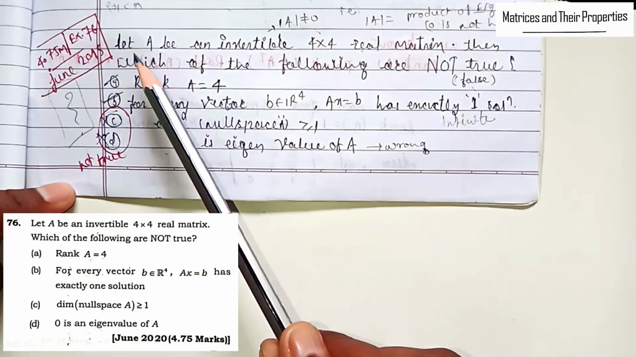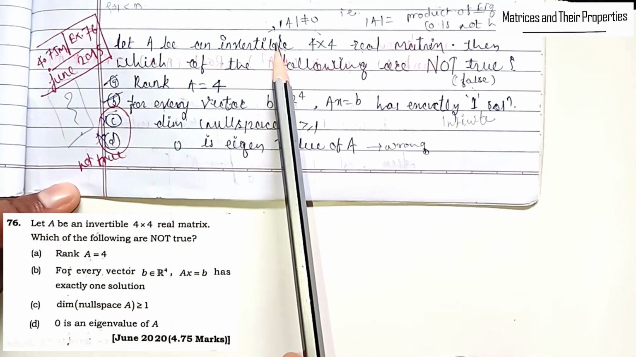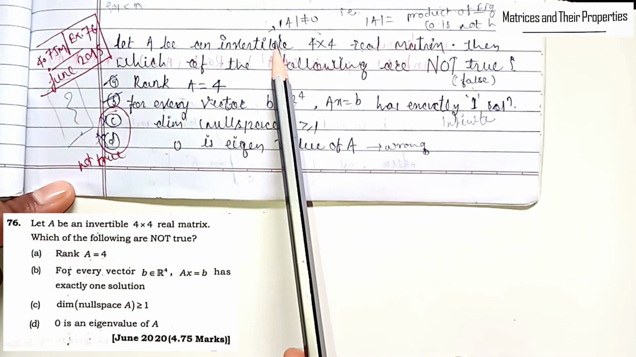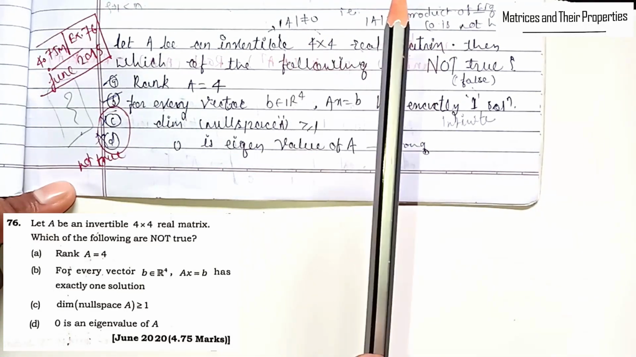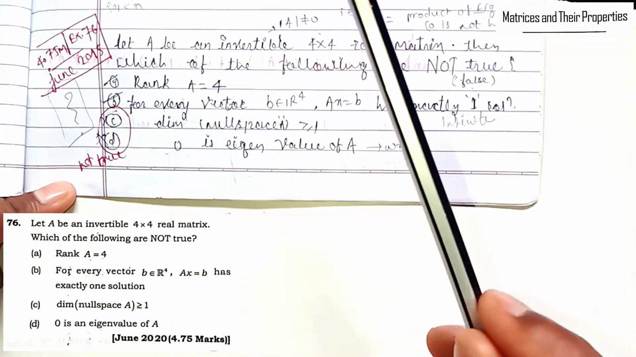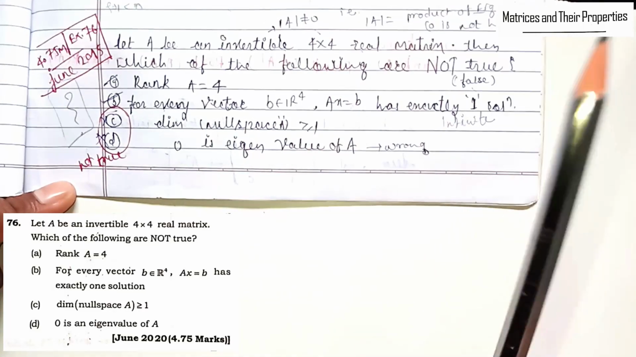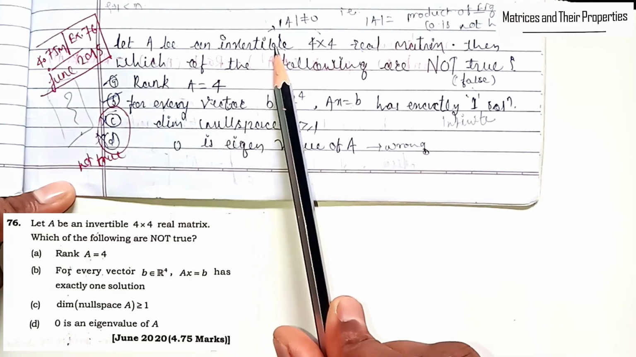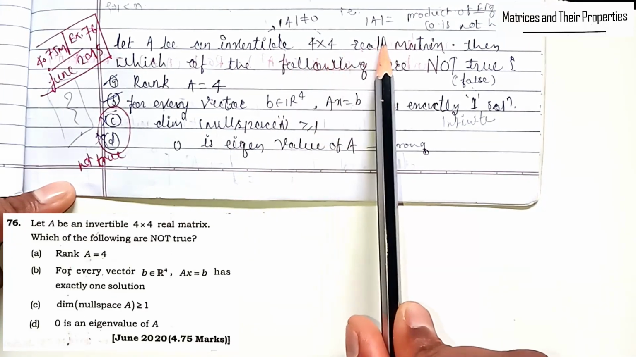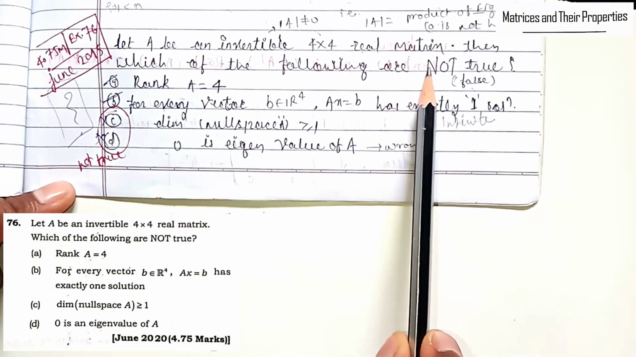The question is: A is an invertible matrix. I already explained the invertible matrix properties and all the related material in my previous lecture, so if you want to see that video, you may check my playlist. Here A is an invertible 4x4 real matrix. Then which of the following are not true?